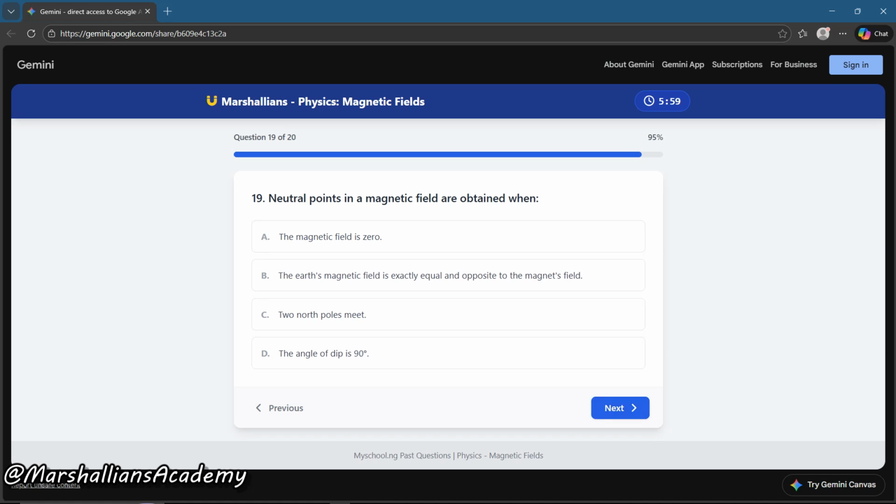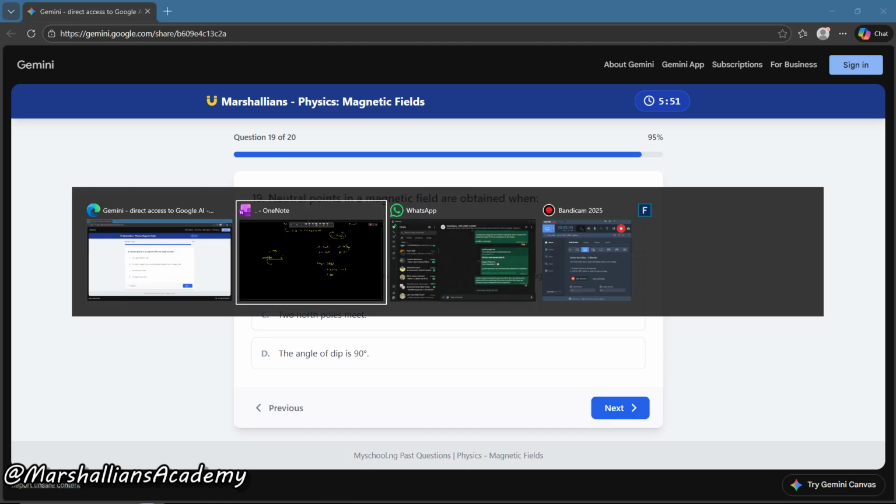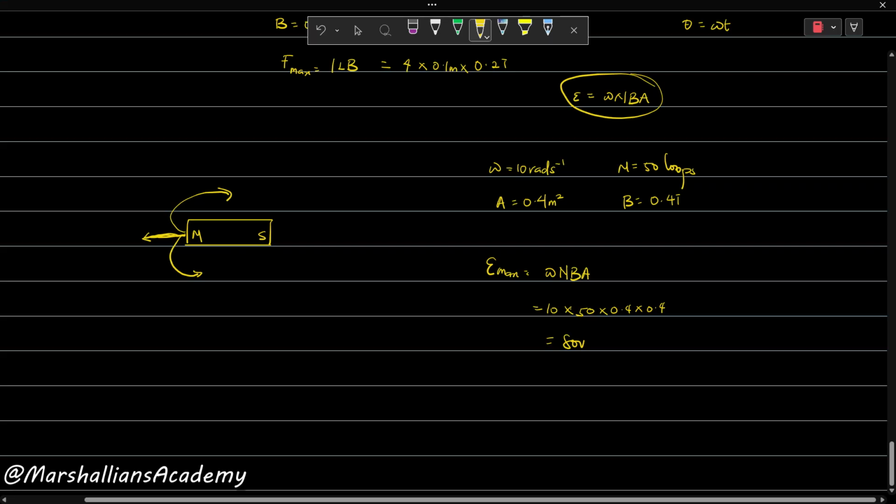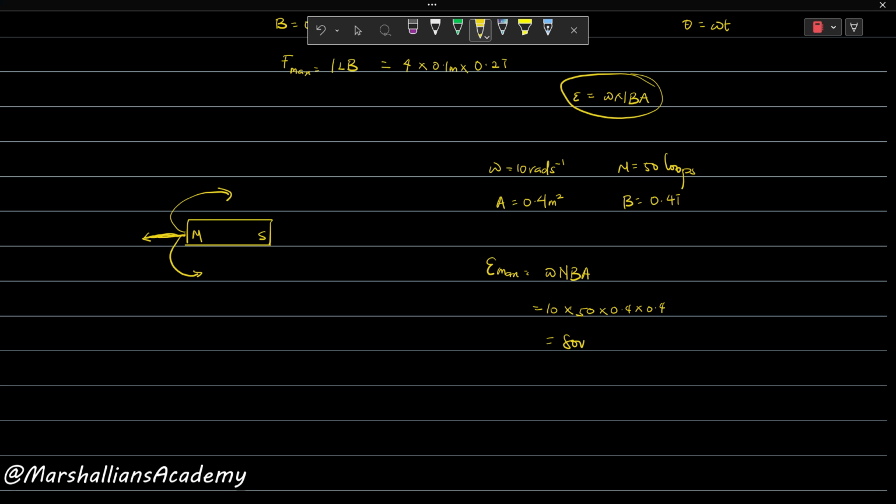Okay, neutral point in a magnetic field. What is a neutral point? It's the point whereby an object can no longer respond to a magnetic field. And when do we have a neutral point? A neutral point is the point whereby an object is out of the reach of a magnetic field. Basically, you have a neutral point when the north pole of a magnetic field coincides with the south pole of the earth's magnetic field.